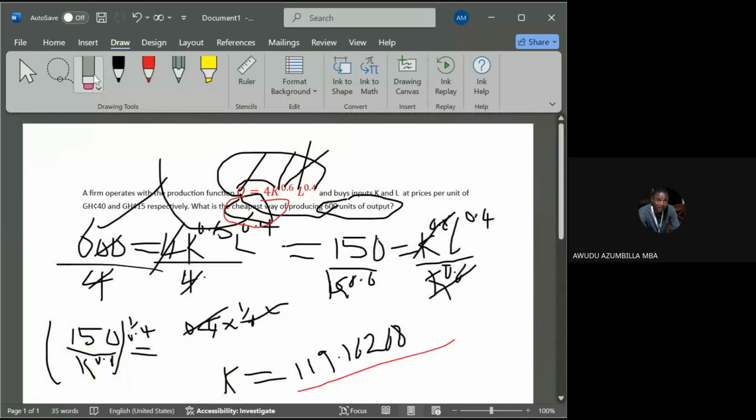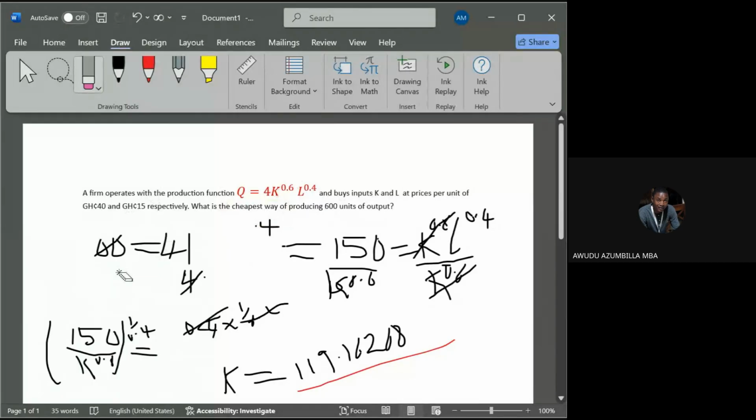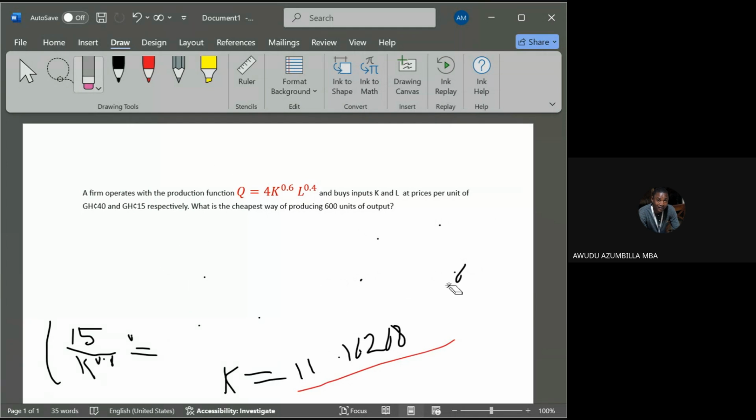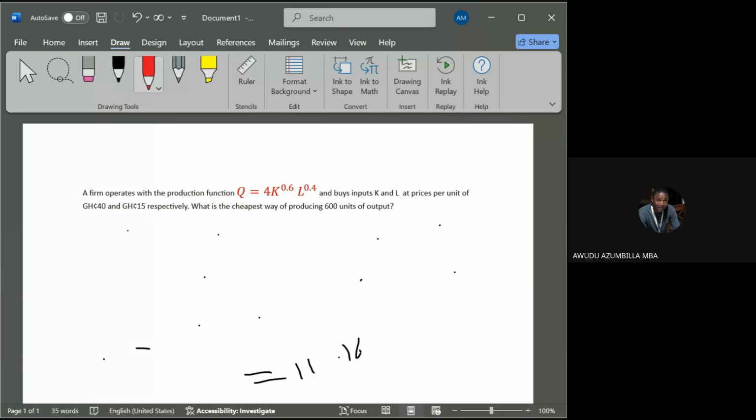Remember that the firm has a total cost function or the budget constraint that the firm has to meet. So remember that we said the total cost of the firm was equal to 40K plus 15L.